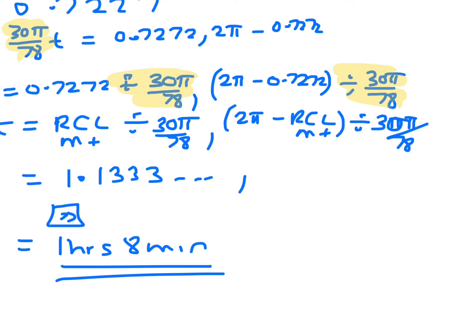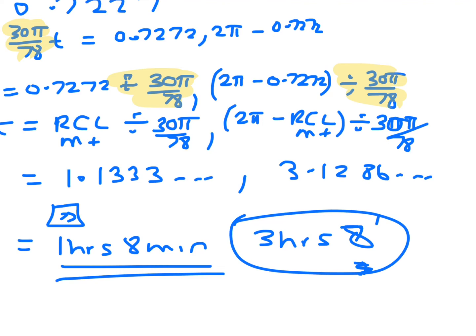And doing the second one, it's 2π minus recall memory, and then you just divide by, and use your fraction button, 30 shift π over 78, and I end up with 3.1286, and it keeps going on. Press the degree minute button and I get 3 hours and 8 minutes, because it goes 7 and then 43, and you've got to round up.